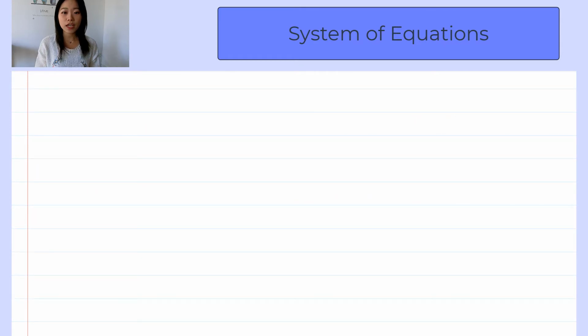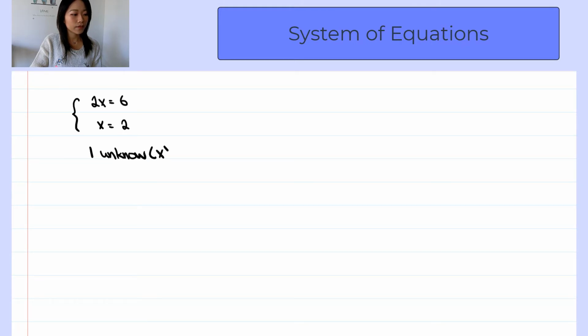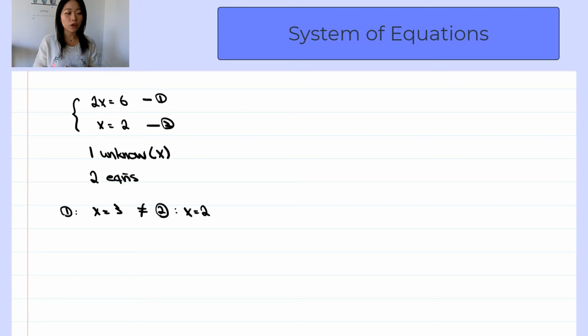How about when the number of unknowns is smaller than the number of equations? Let's start with a simple one. 2x equals 6 and x equals 2. Here we have one unknown, which is the x, and we have two equations. Let's call them equation 1 and equation 2. From equation 1, we get x equals 6 divided by 2, which is 3. But this does not equal equation 2, which is x equals 2. So the rule of thumb for when the number of unknowns is smaller than the number of equations is we have no solution.